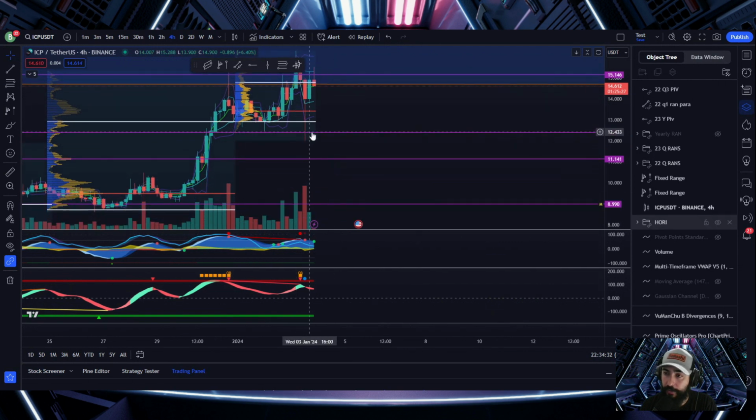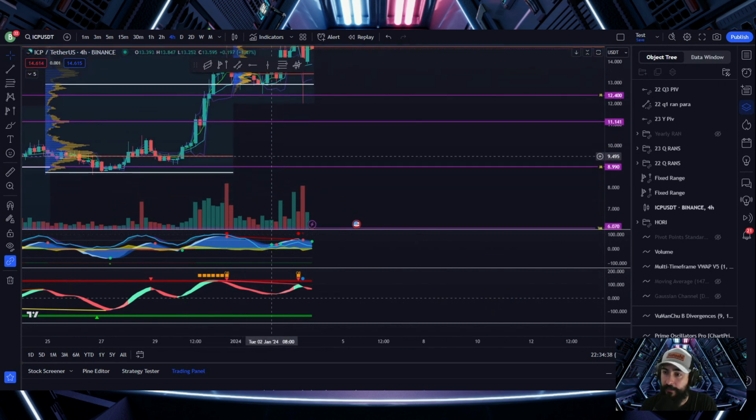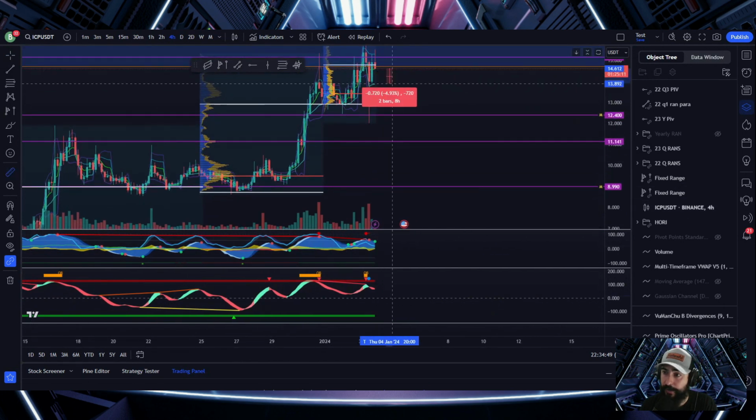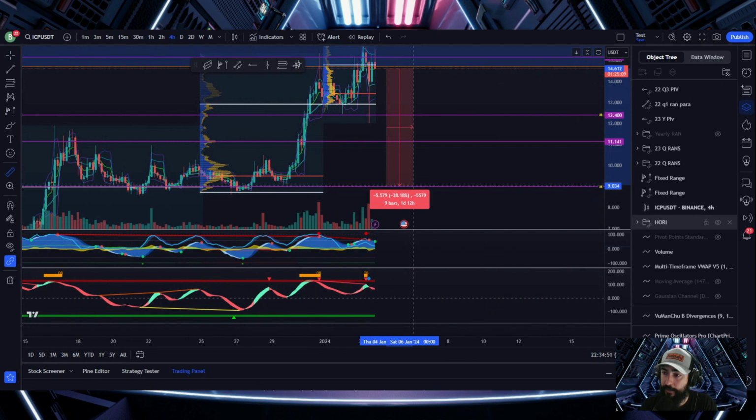And then if we break below this and close below this, it also puts us into the previous week range. If we rotate that full range to the downside, the point of control for that previous week range is $9.49. Value area low is $8.75. That would be a drop of about, from where we're at right now to down here, about 38%. It'd be a huge drop. I don't foresee this happening unless the entire market takes a turn for the worst.